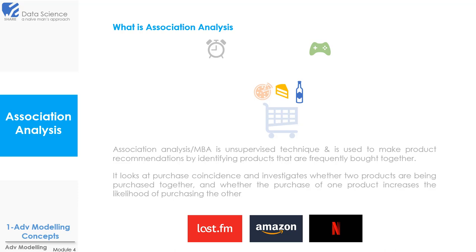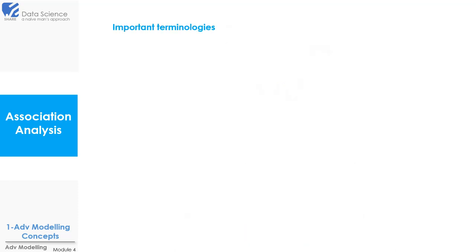Now let's see some important terminologies that are used in association analysis. First, we have the association rule. A typical association rule appears as A to B. Here A is called the antecedent and B is called the consequent. This means the consequent item on the right hand side is frequently purchased with the item on the left hand side, that is the antecedent.